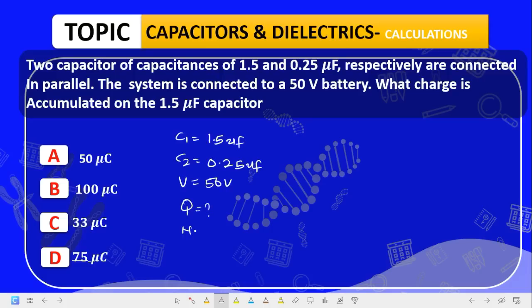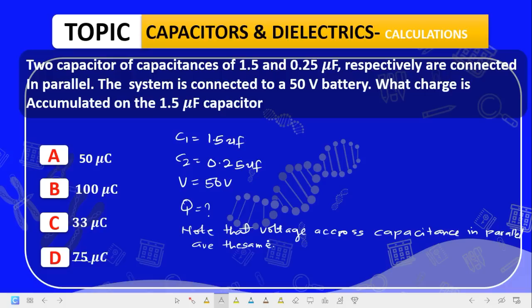Now note that the voltage across capacitances in parallel are the same. Are what? The same. The voltage across the capacitances in parallel are the same. Now we may need to draw this diagrammatically or represent this diagrammatically. These are the 2 capacitances. Now they are connected to what?